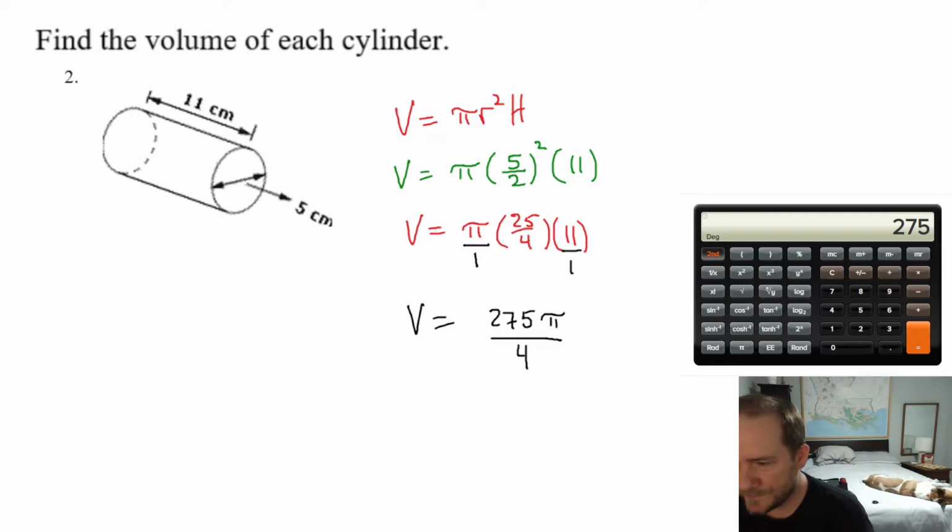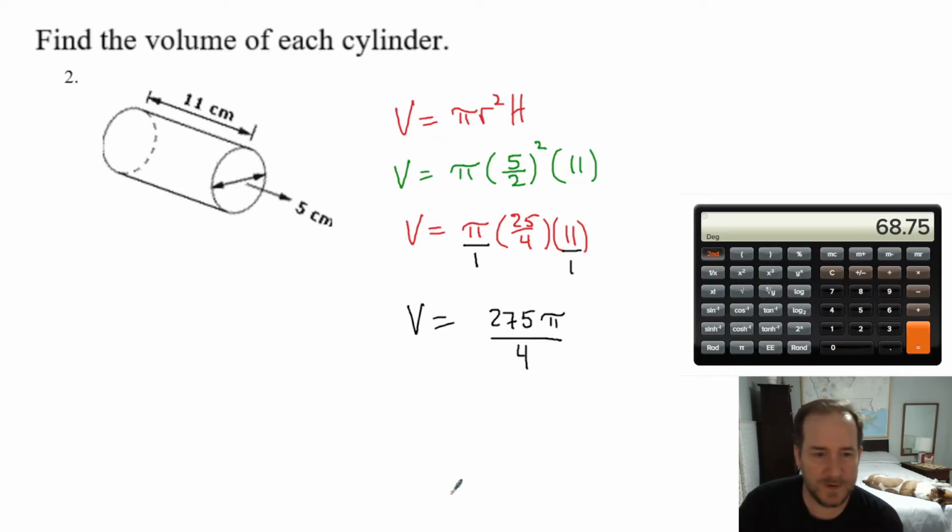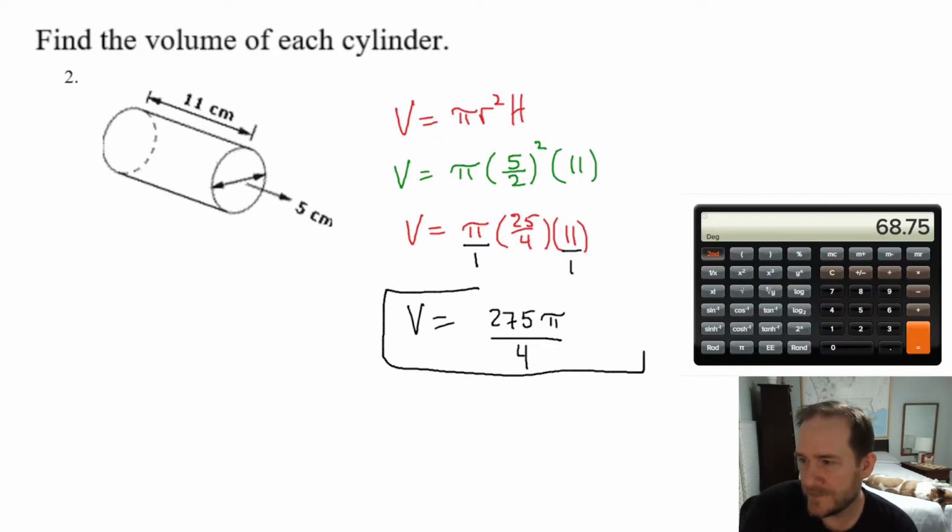We said at this point, you can try to divide 275 by 4, but you're going to get a decimal, and I don't want decimals. So we said that when you try to divide the numerator by the denominator and it doesn't come out nicely, just quit. Leave your answer exactly like this. 275 pi over 4 is the best possible answer. This is in the form that I would want you to leave it in.